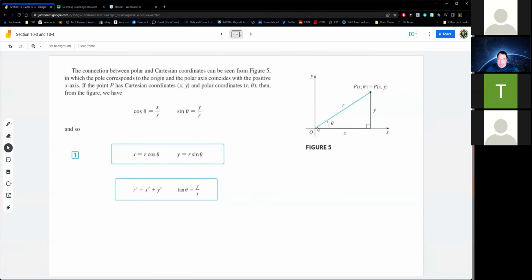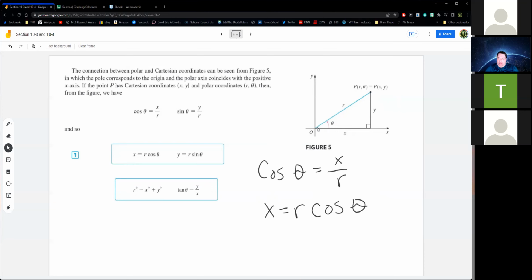I know that cosine of theta is adjacent over radius, or adjacent over hypotenuse. So that's adjacent, that's hypotenuse. So if I solve this for x, x equals r cosine of theta. So when I take my point and convert it back into an X and Y coordinate, I would plug into that, and that would give me my X coordinate.